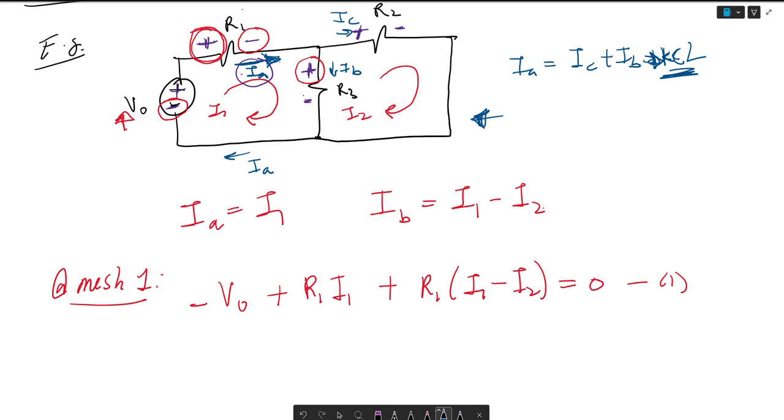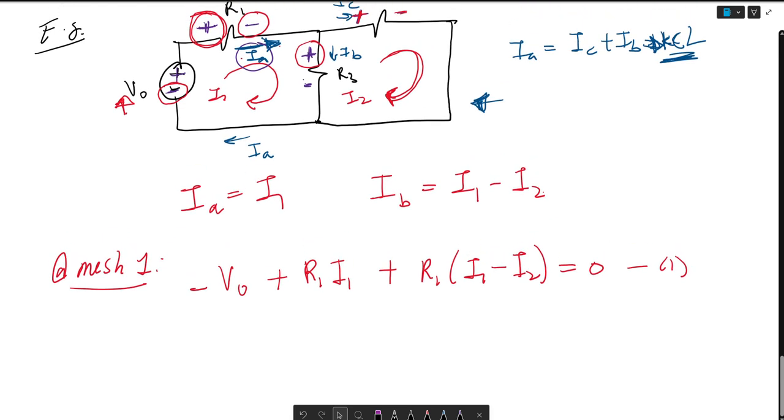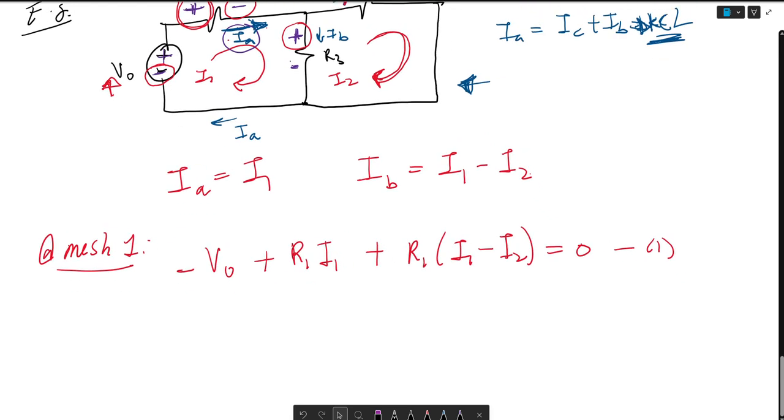So if you stick with this analysis method, you should be fine, where we do the meshes in the clockwise direction, and we identify our pluses and minuses in terms of the currents going in. So I hope this makes sense for the first equation.